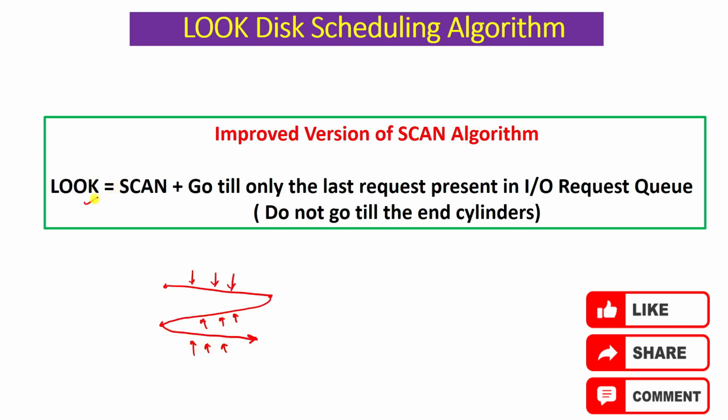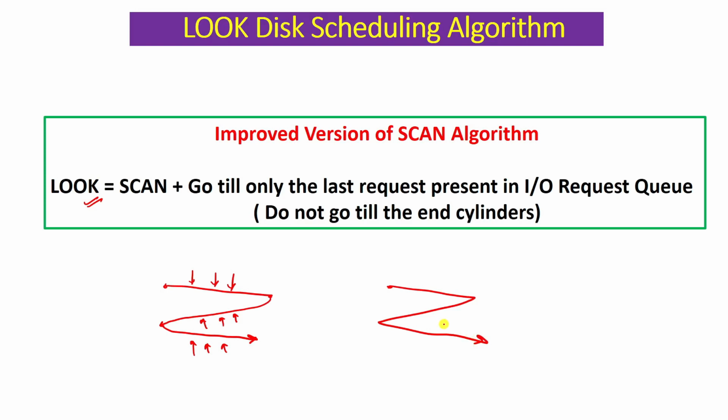Now in the LOOK algorithm we will again scan our requests. We will go this way, but there is a subtle difference from the SCAN algorithm. The difference is that we are saying, do not go till the end cylinders in the LOOK algorithm. So let's understand this with the help of an example, and then you will understand how the LOOK algorithm is an improved version of the SCAN algorithm.